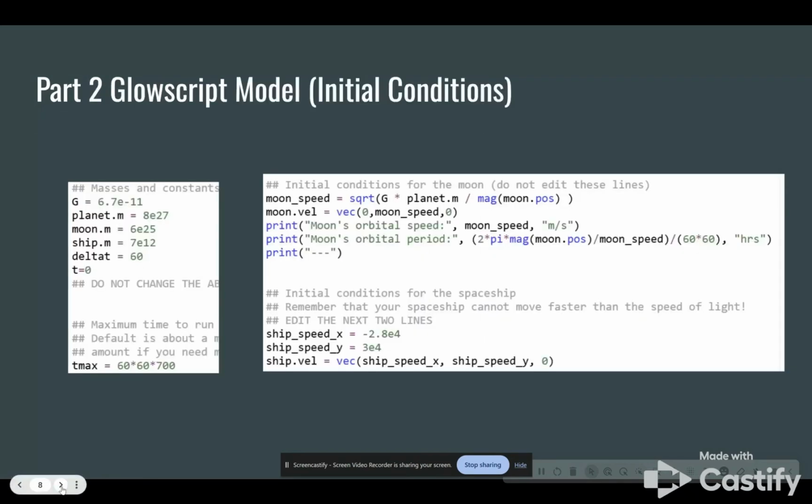So for part 2, where we had to do the figure 8 orbit, we have the initial conditions over here, mass of planet, these are all given to us, and then this is just a month in seconds. So then we had to find moon speed and moon velocity, which is all given to us. And then here for speed x and speed y, this is where we just guessed and checked.